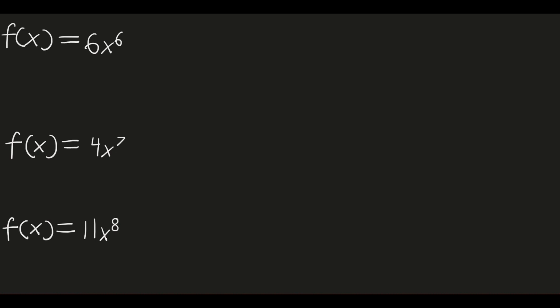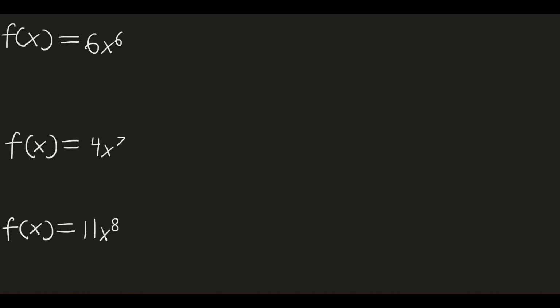So we have the following functions: f of x equals 6x to the 6th power, f of x equals 4x to the 7th power, and f of x equals 11x to the 8th power. So we changed things up here a bit. So let's start with the first one, 6x to the 6th power.